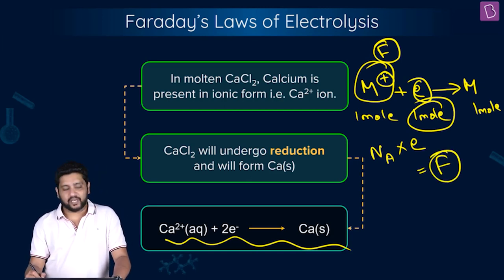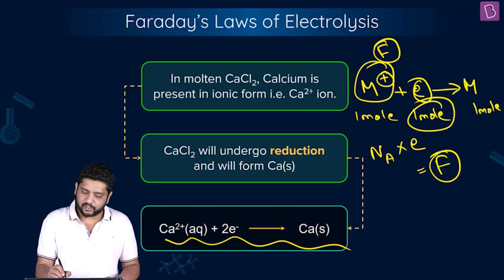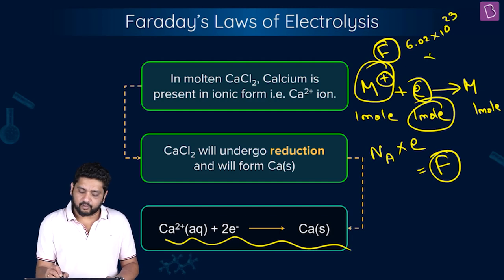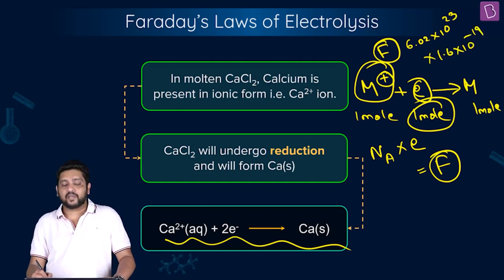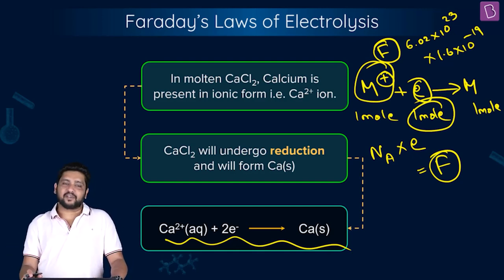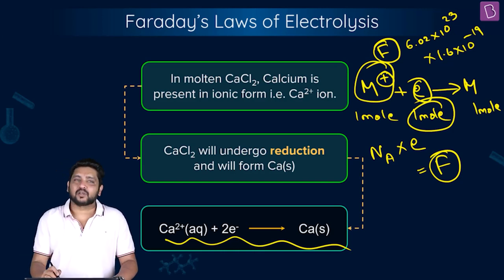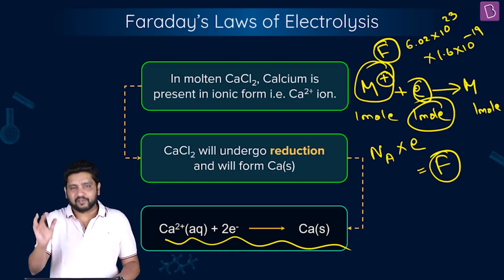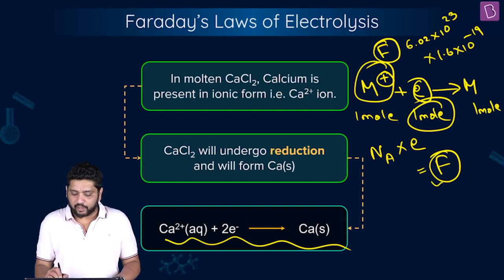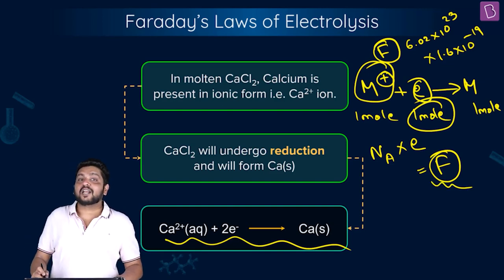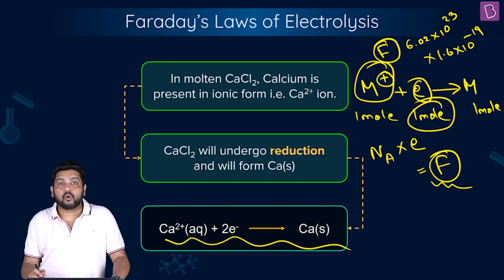So 96485 coulomb roughly. So 6.02 into 10 to power 23 into 1.6 into 10 to power minus 19 is basically what we are doing. We get roughly, we take it as 96.5 kilo coulomb, right? So 96500 coulomb, we roughly take 96485, whatever. So this is what you call as 1 Faraday. The charge associated with 1 mole electrons is called a Faraday, right?